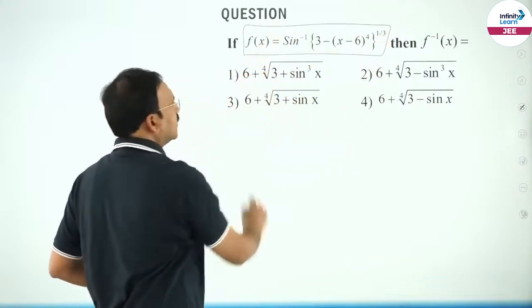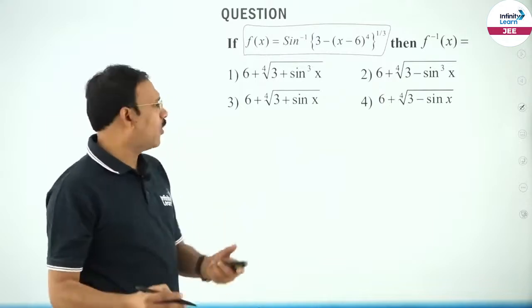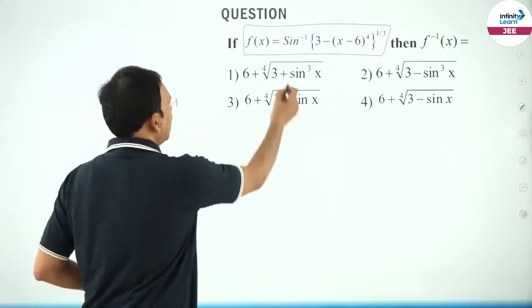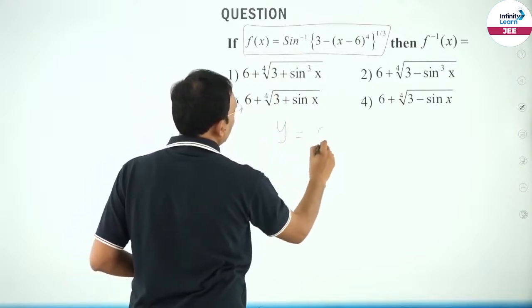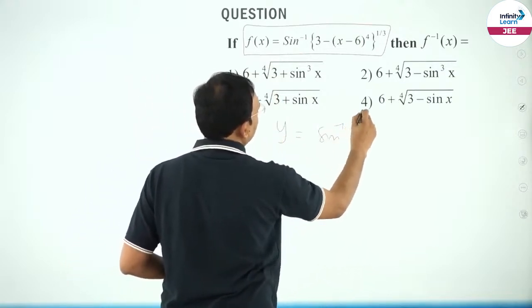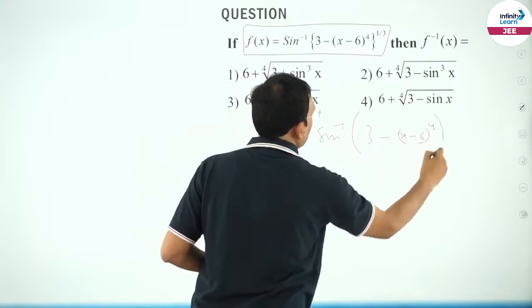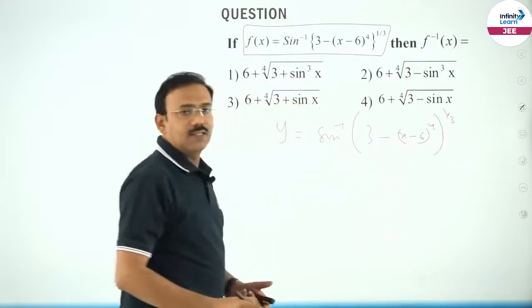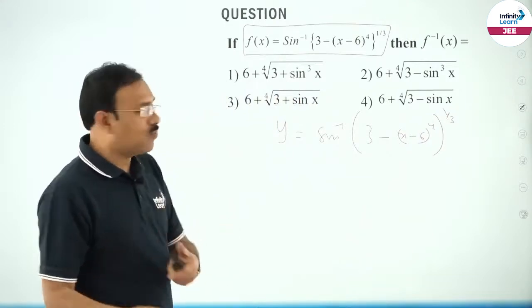From this, f inverse of x we want. F inverse of x, if you want, you just do the regular procedure, friends. Take f of x as y. y is equal to sine inverse of (3 minus (x minus 6)^4)^(1/3). What is the next step? Try to simplify in such a way that x comes.